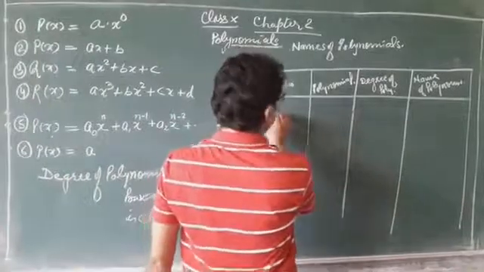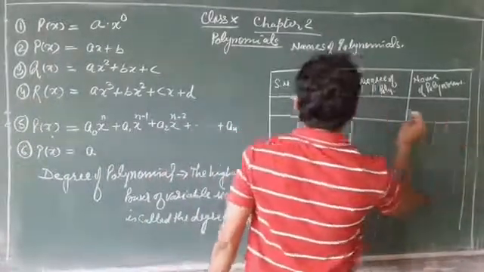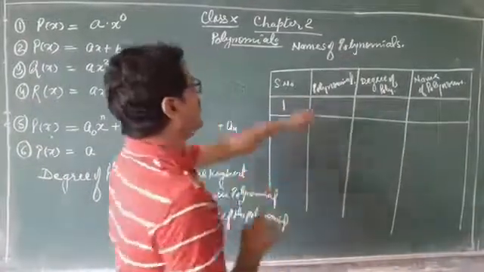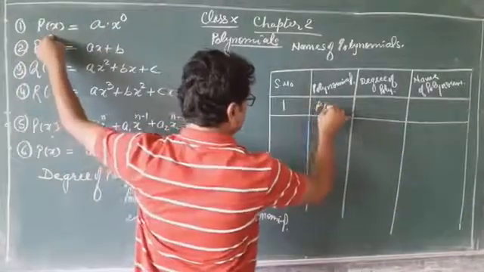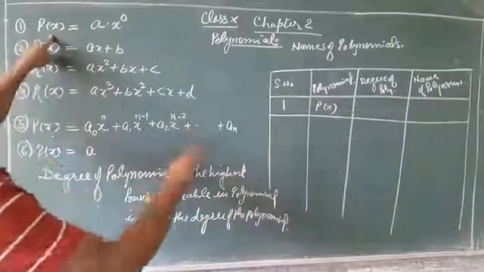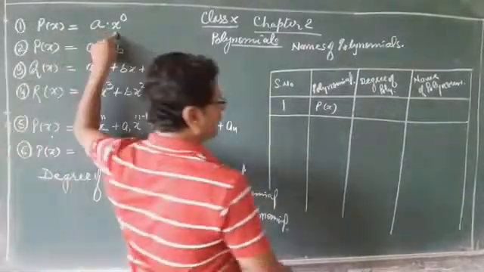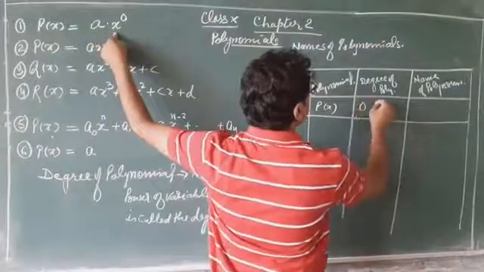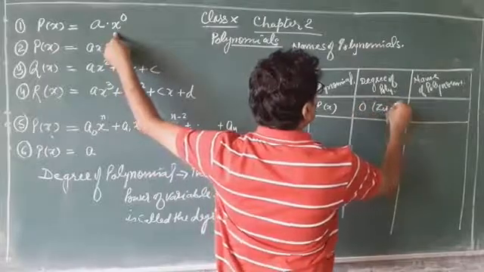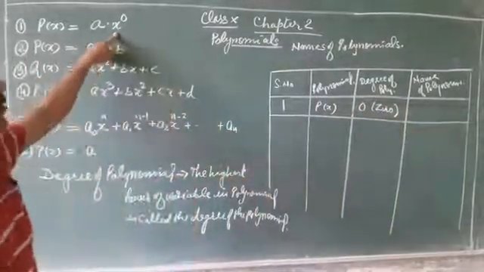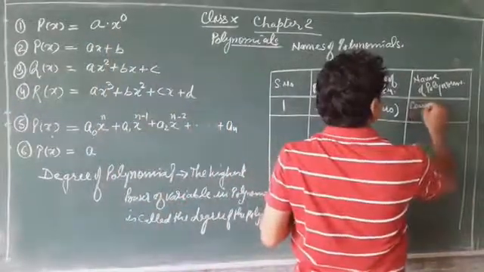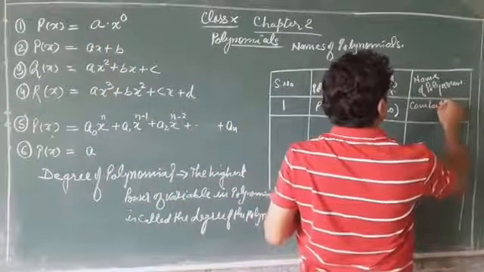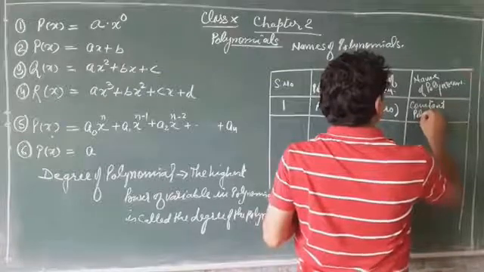So this is 1. Polynomial is p of x, and degree of polynomial is 0. 0 means zero. And name of polynomial is constant polynomial.